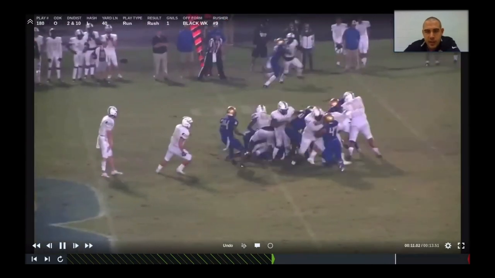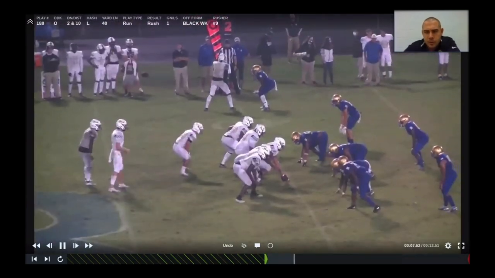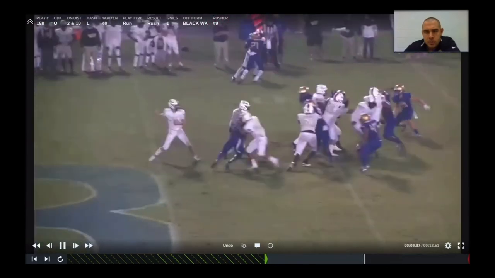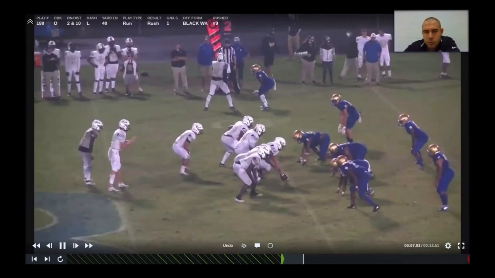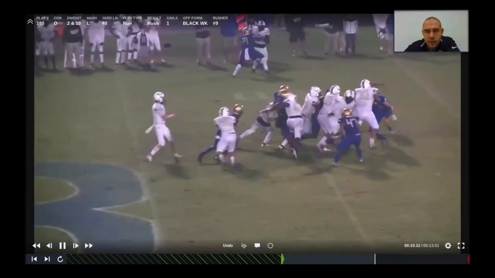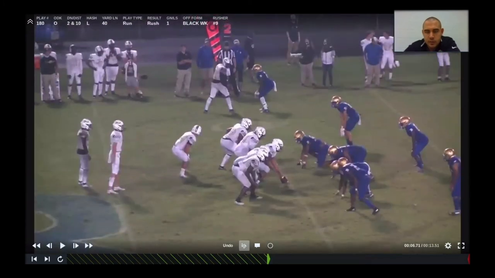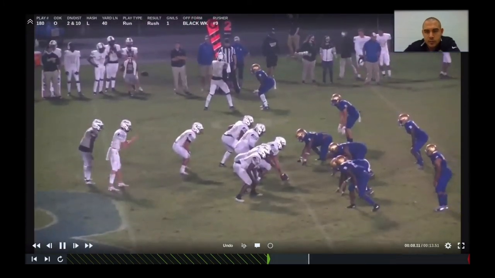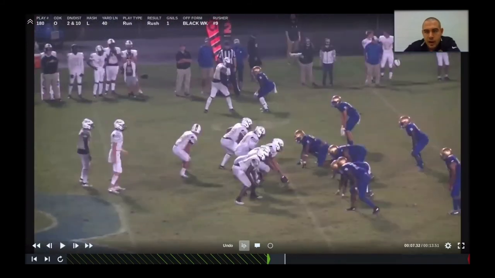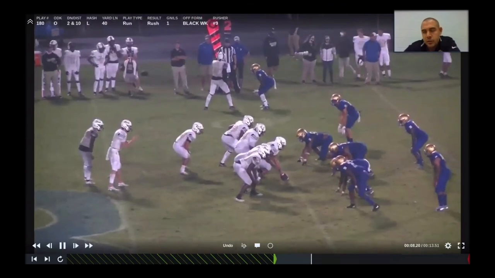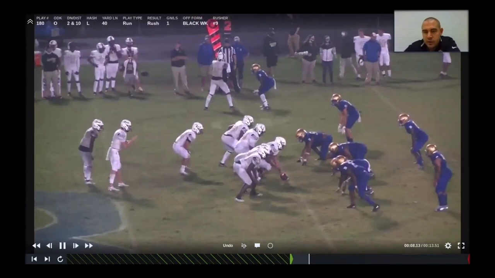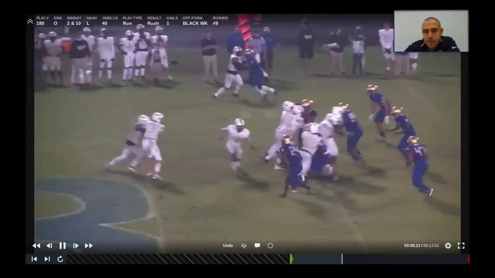But as you can see, they're playing some type of game up front. And like I said earlier, number one rule, don't get beat across your face. Our right tackle here gets beat across his face. Now, I would like the center to stay on that nose guard and let that right guard go to that linebacker, which is his responsibility anyways.